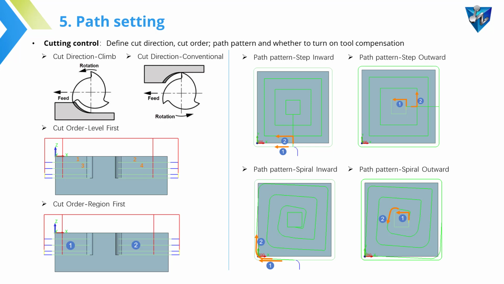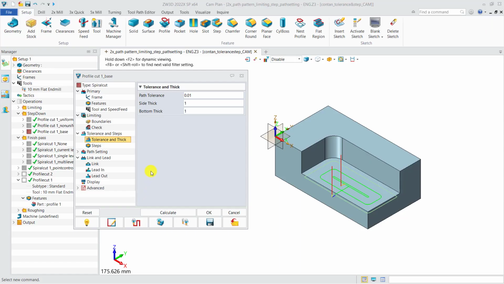It's useful when there are multiple processing regions. Then is path pattern. The different patterns are listed below. Now let's go to ZW3D to check these options.